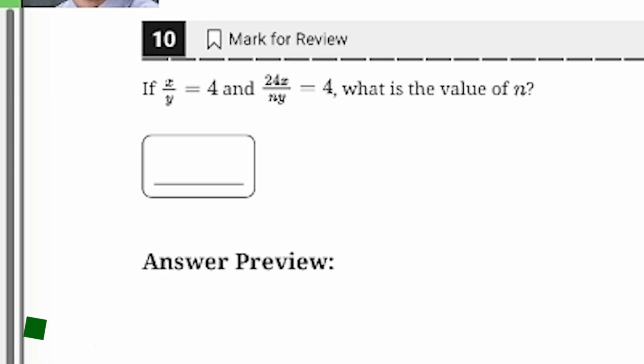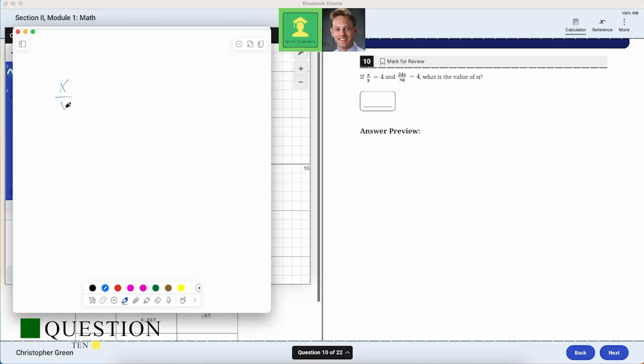x over y is 4. What is 24x over n? Oh, and 24x over ny equals 4. So x over y equals 4 and 24x over ny equals 4.